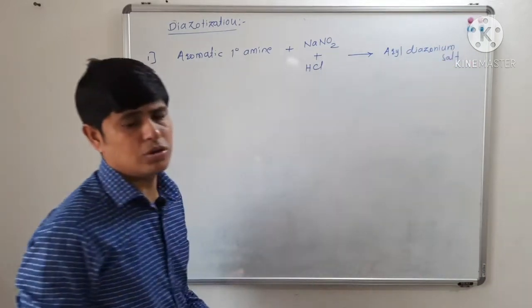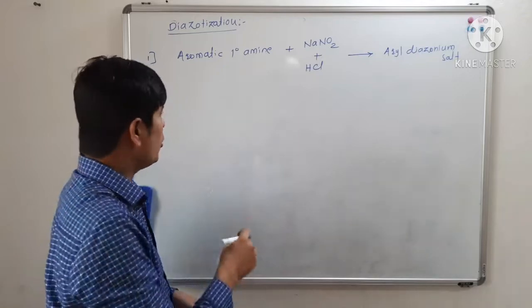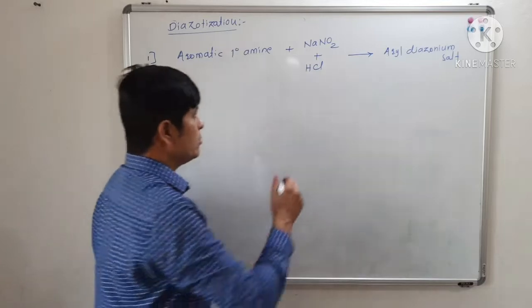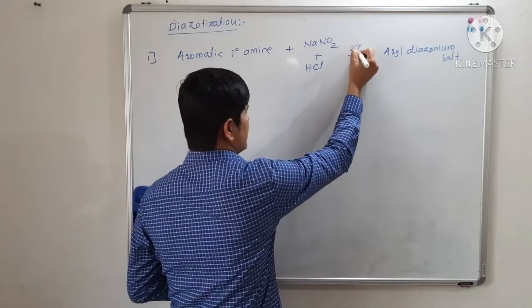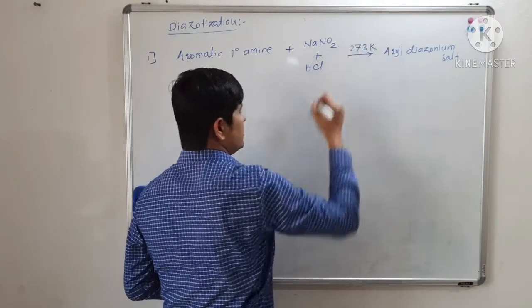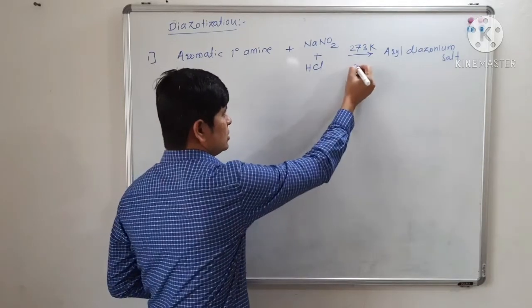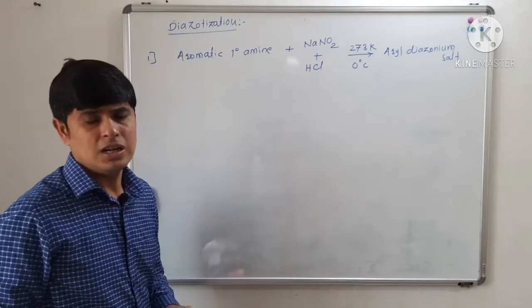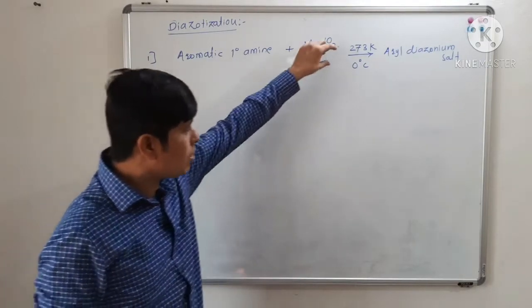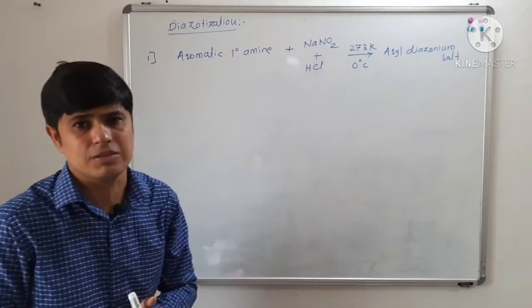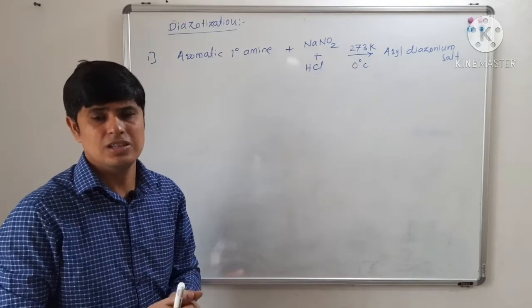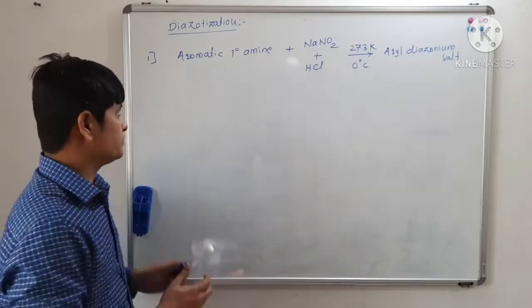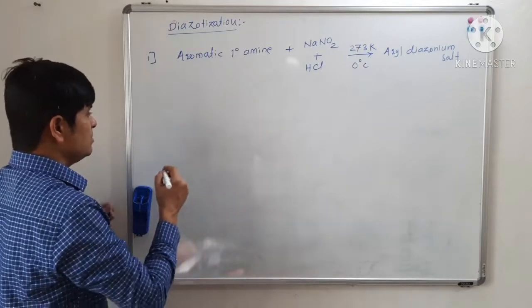Aryl diazonium salt. See, for this diazotization reaction, we will require a very low temperature, and that temperature is around 273 degrees Kelvin or 0 degrees Celsius. Such a reaction condition is required, 273 Kelvin or 0 degrees Celsius. Okay, now let us see some examples.